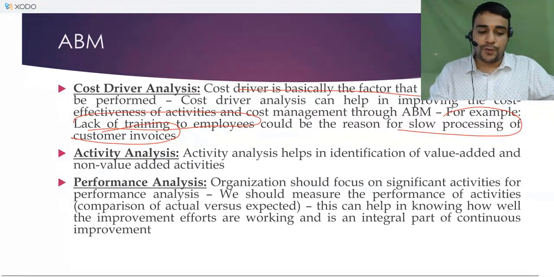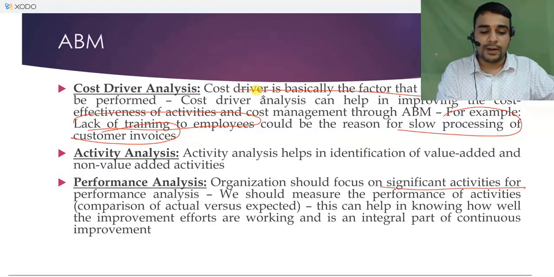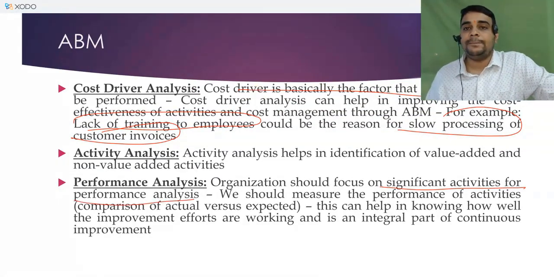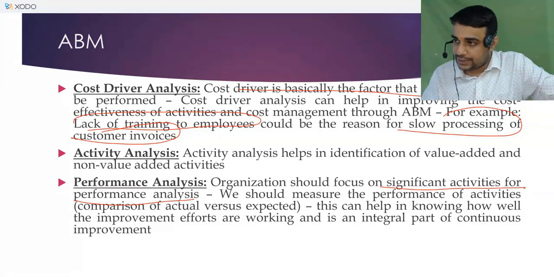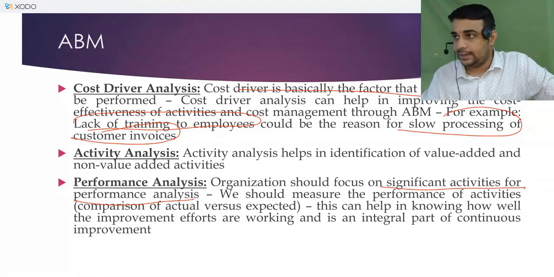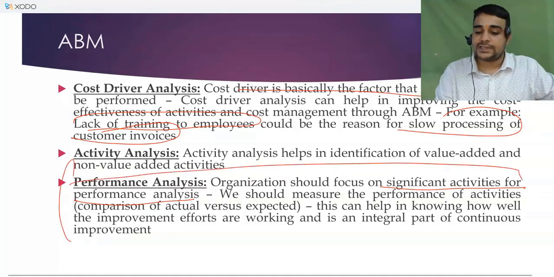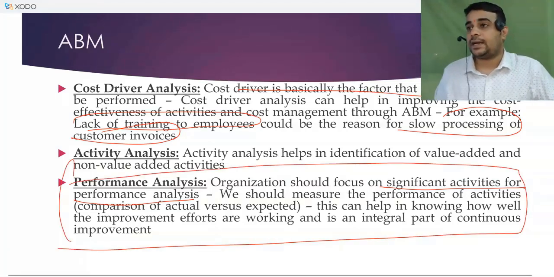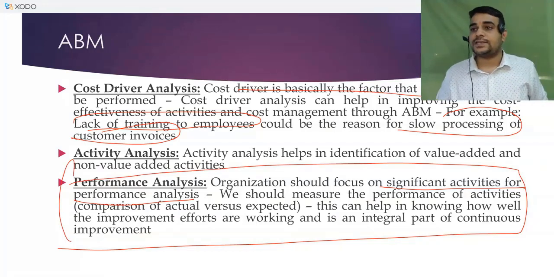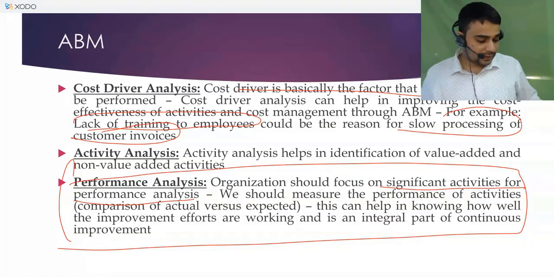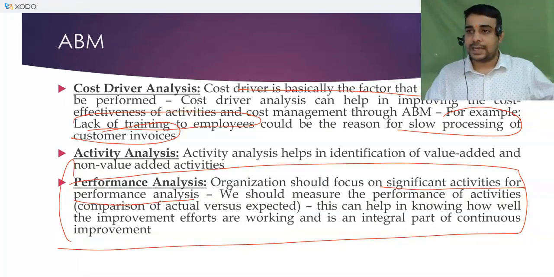We should focus on significant activity for performance analysis. We should measure the performance of activity, comparison of actual versus expected. This will help us in knowing whether we are going in the right direction or not. If no, make certain improvement measures. A sub part of this is standard costing with ABC, activity based costing. We did an area called standard costing with activity based costing. That is basically part of this area. That is what is going to help you in doing performance analysis.